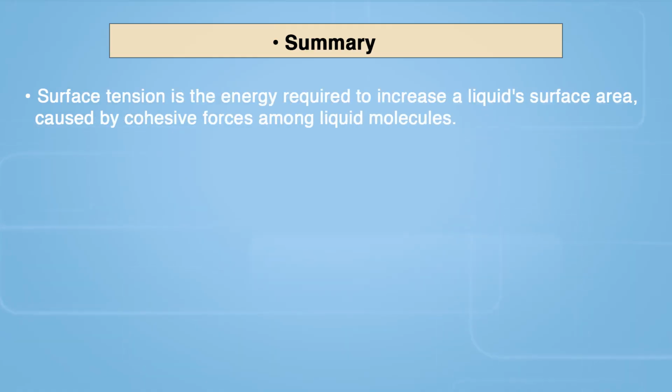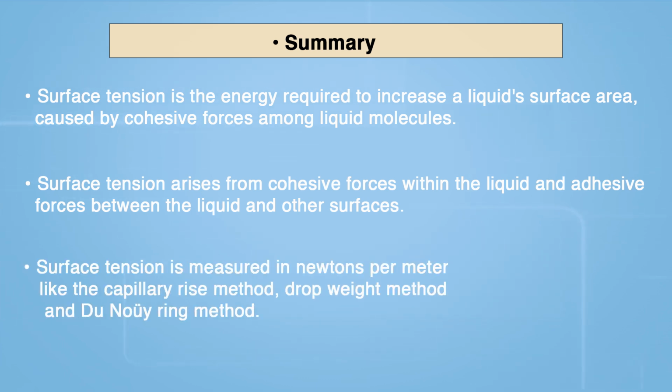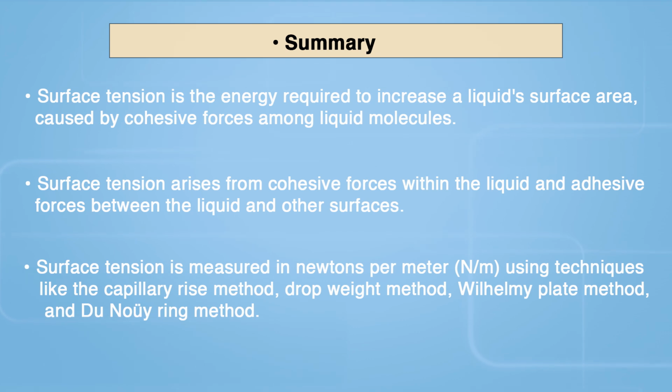Now we can summarize the entire topics covered today. Surface tension is the energy required to increase a liquid's surface area, caused by cohesive forces among liquid molecules. Surface tension arises from cohesive forces within the liquid and adhesive forces between the liquid and other surfaces. Surface tension is measured in newtons per meter using techniques like the capillary rise method, drop weight method, Wilhelmy plate method and Du Noüy ring method.